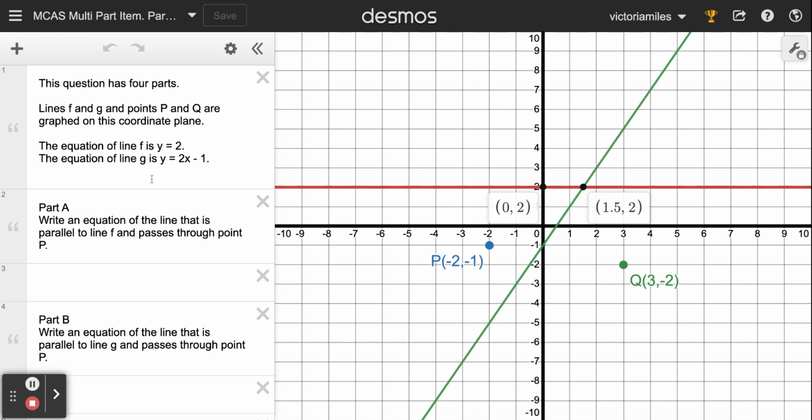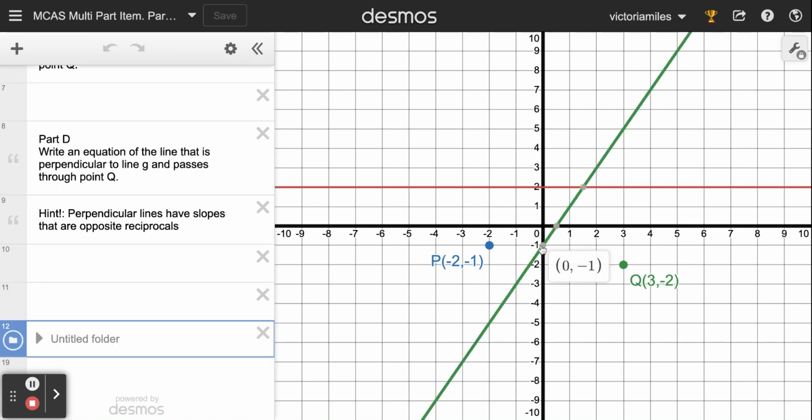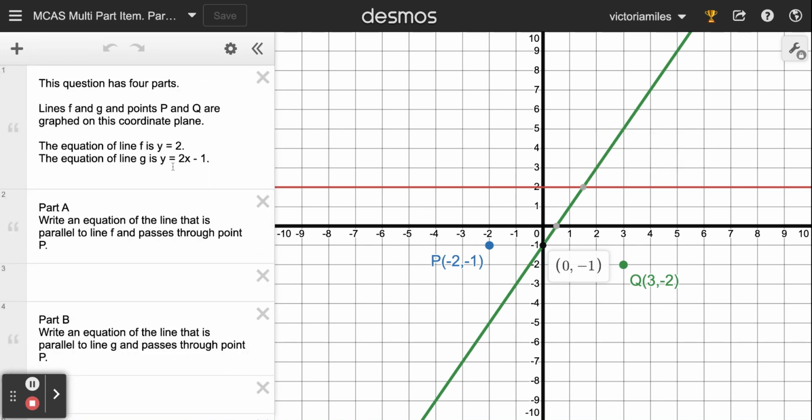The equation of line G is y equals 2x minus 1. And you'll recall when lines are in slope-intercept form, the minus 1 is the y-intercept, and up 2 to the right 1, up 2 to the right 1, up 2 to the right 1 is the slope. So that's why the equation of line G, this green line, makes sense.